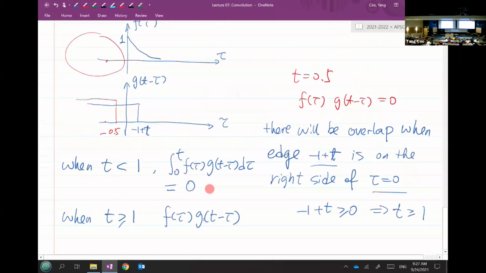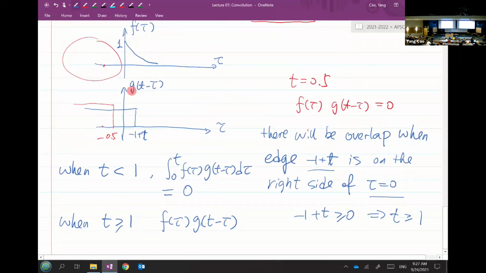So get back to the graph right here. How do you multiply the graphs in this situation when t is greater than 1? Same thing: you can start from the left side and start multiplying. Obviously, it's always 0 when tau is less than 0, because you're integrating with respect to the dummy variable tau here. So when tau is in this range, you get all 0 when you multiply the two things.